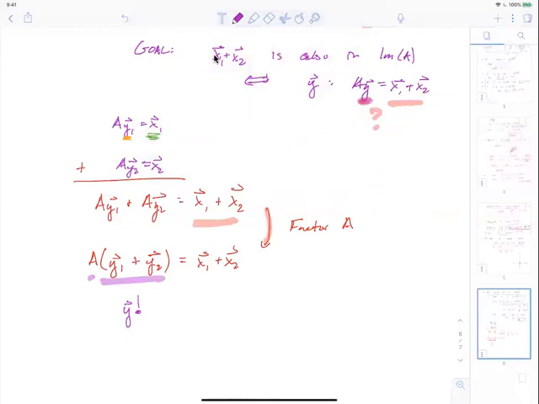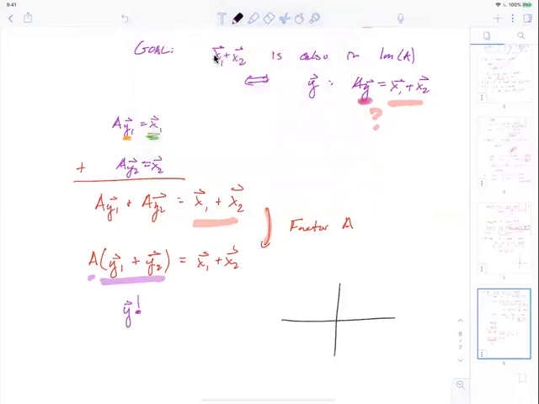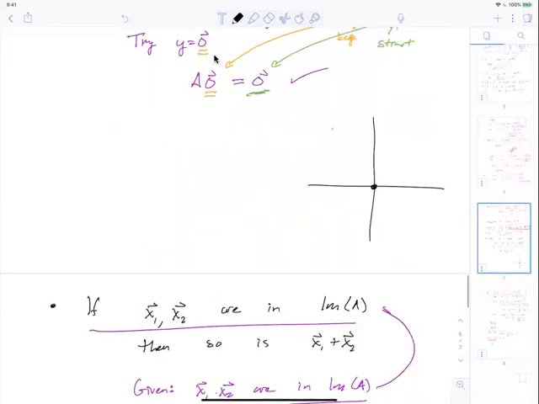And so what this says is, if we have two vectors in the image, the sum has to be in the image too. So to go back, similar to the kernel, what does it say? That we started with our origin, but if I know that I have a vector, and I know I have another vector, then this is going to start forming some grid.